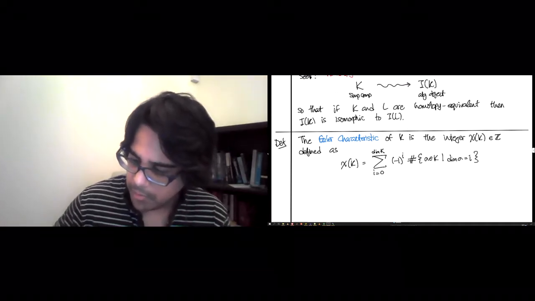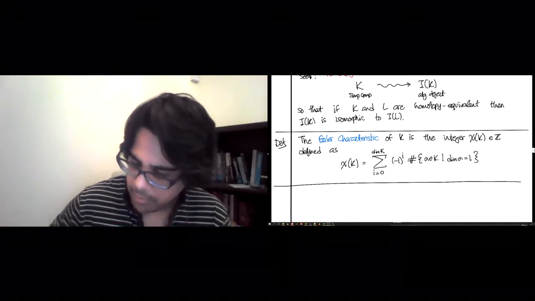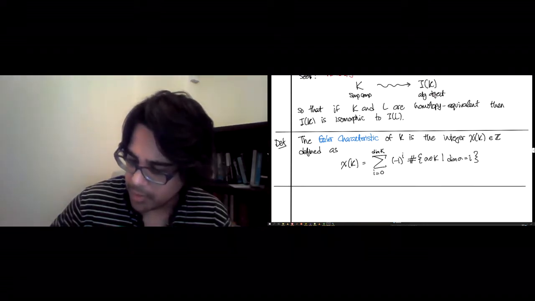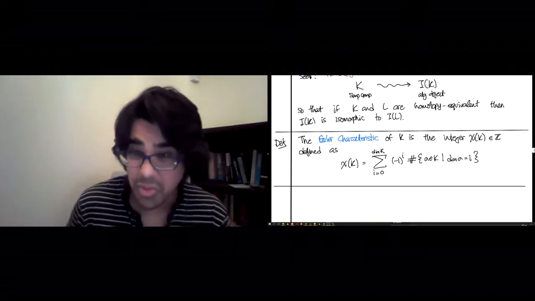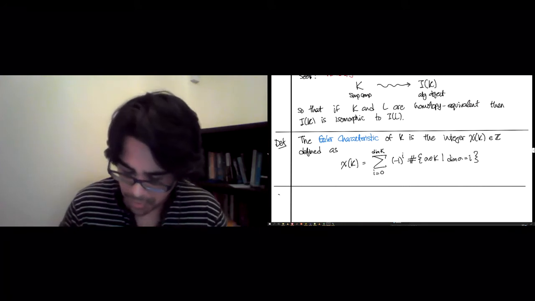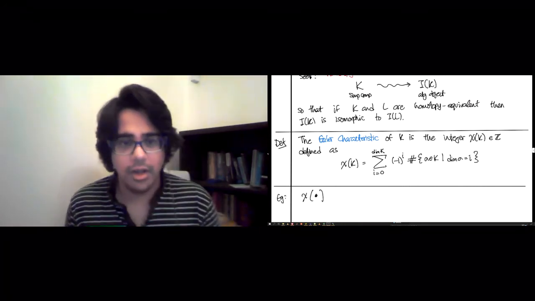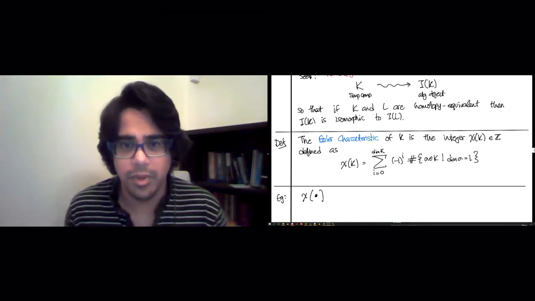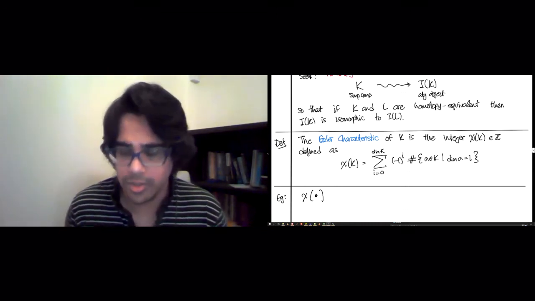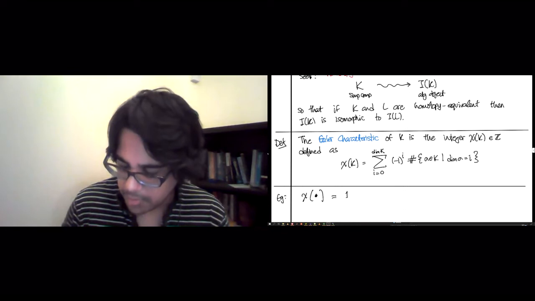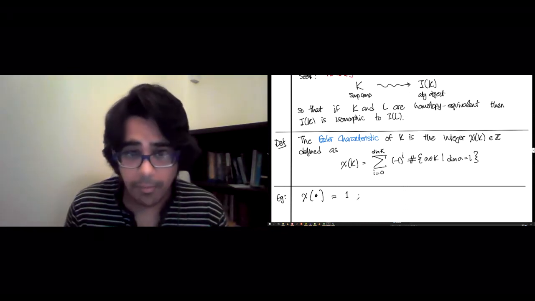So you can play around with this a fair bit. I mean, this is really, really, really easy to compute. So what is the Euler characteristic of the solid 0 simplex? Well, there's just one thing in dimension 0, so that had better be a 1.